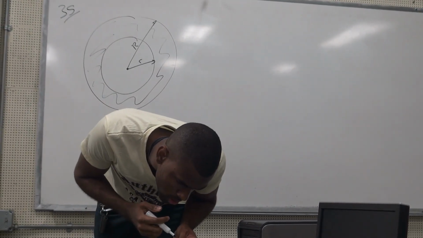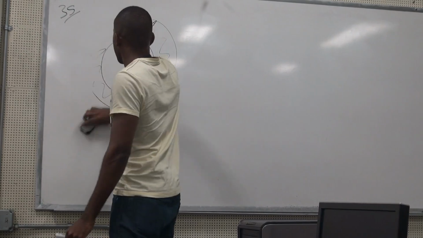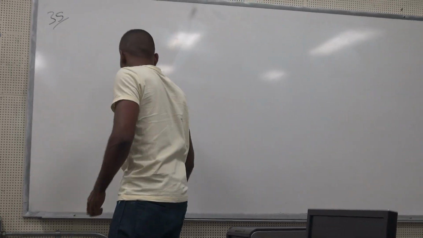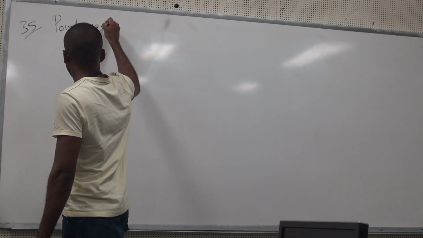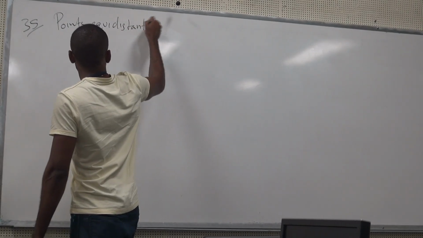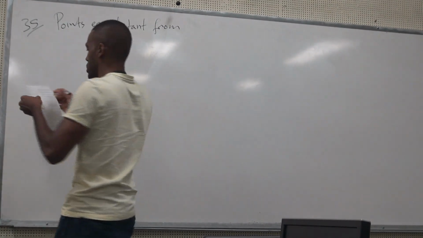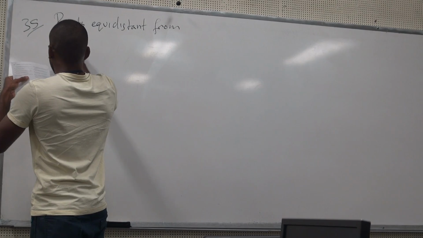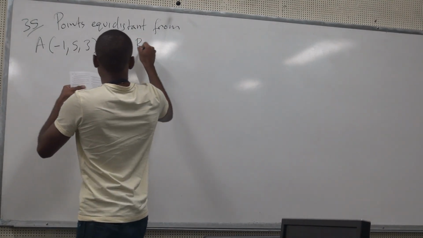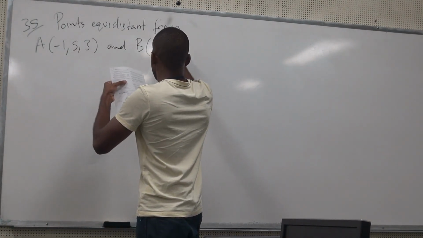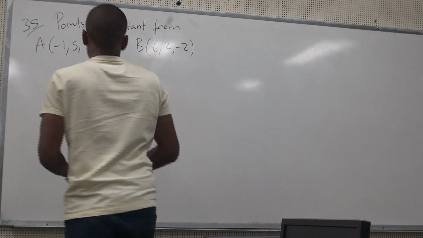Oh, that was 33. Okay, hold on. The equation of all points equidistant from what points we have here. 1, 5, 3. And 6, 2, minus 2. Yes. Ideas?